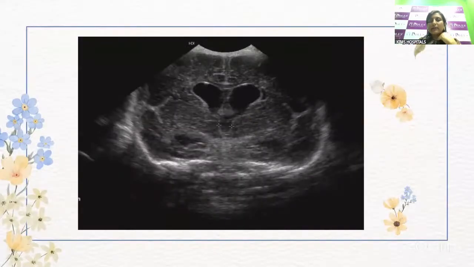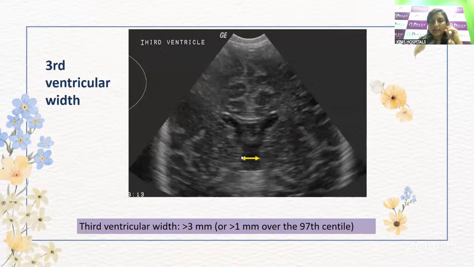So what is calculated here and what are the normal limits? So here this is taken in the fourth coronal plane. The third ventricle, it may not be visible in all of the cases, but it is especially seen in cases of hydrocephalus. So the third ventricular index is taken. Again, anything below 3 mm is normal. Anything above 3 mm or 1 mm above the 97th centile is taken as abnormal.